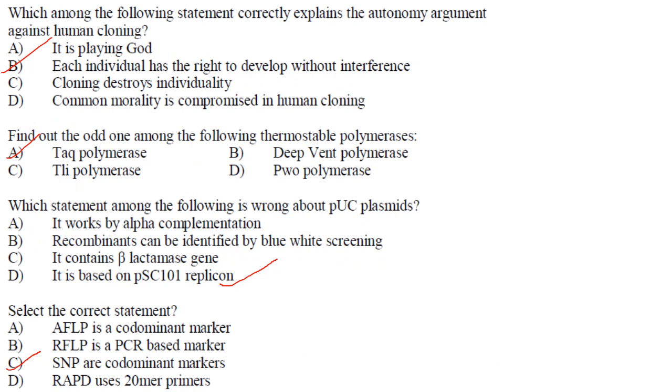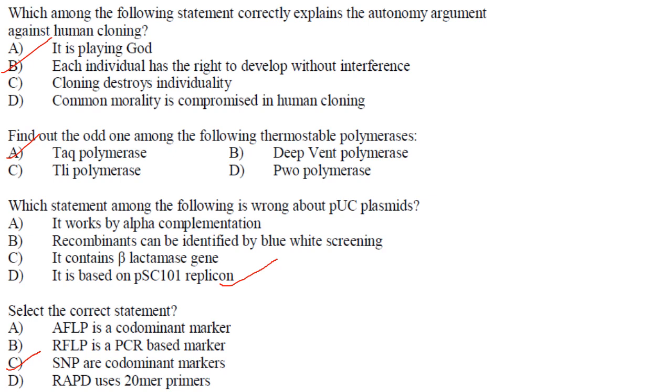Then, which among the following statements correctly explains the autonomy argument against human cloning? So answer is option D. Each individual has the right to develop without interference. Then next one. Find out the odd one among the following thermostable polymerases. So all these are thermostable polymerases, you have to choose the odd one. Out of these, Taq polymerase, Deep Vent polymerase, Tli polymerase, Pfu polymerase, the odd one is Taq polymerase. Why? Because fidelity of the other three, that is Deep Vent polymerase, Tli polymerase, Pfu polymerase, is higher than Taq polymerase. So answer is option A.